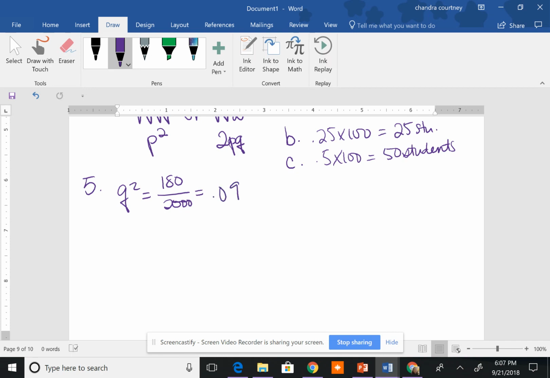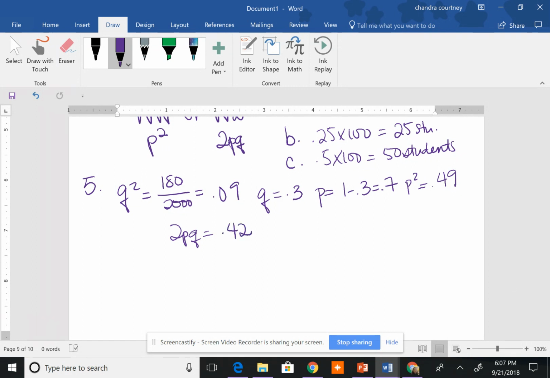So now let's go through and solve all parts. If q-squared is 0.09, it means that q is going to be 0.3, which means that p is going to be 1 minus 0.3, which is 0.7, which means that p squared is going to be 0.7 times 0.7, which is 0.49, and 2pq is going to be 2 times 0.3 times 0.7, which would be 0.42.